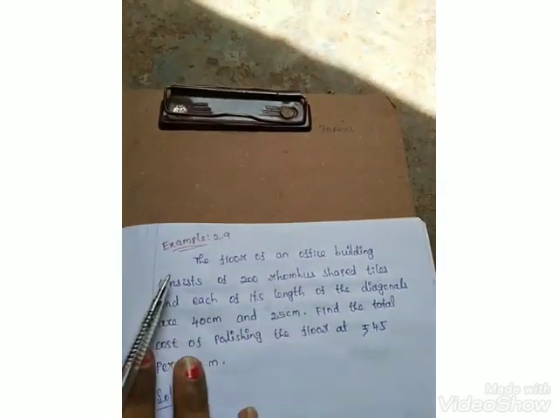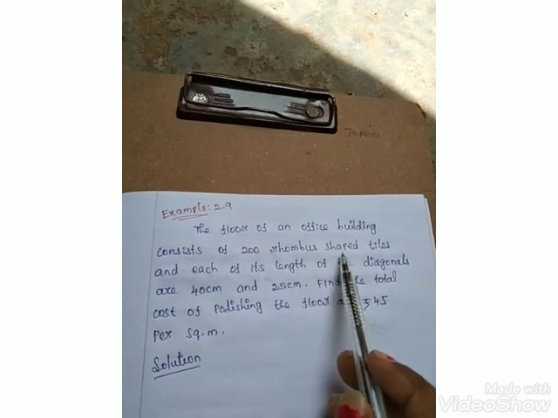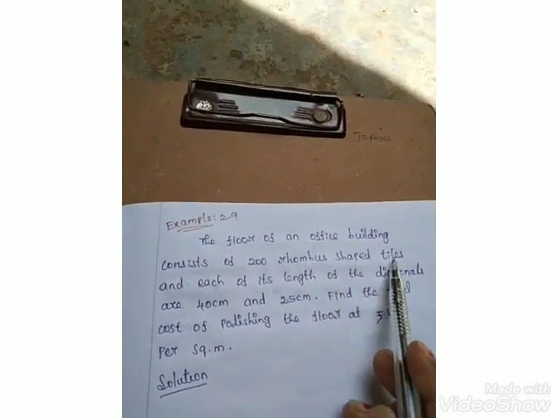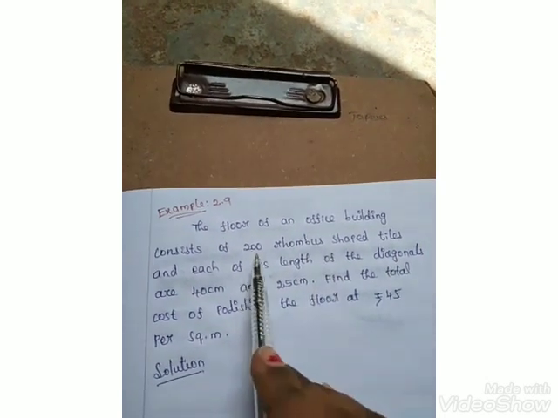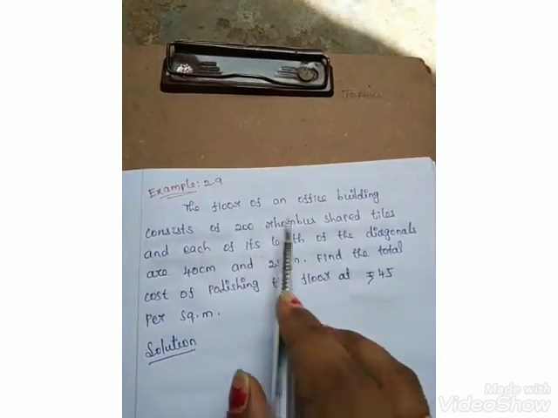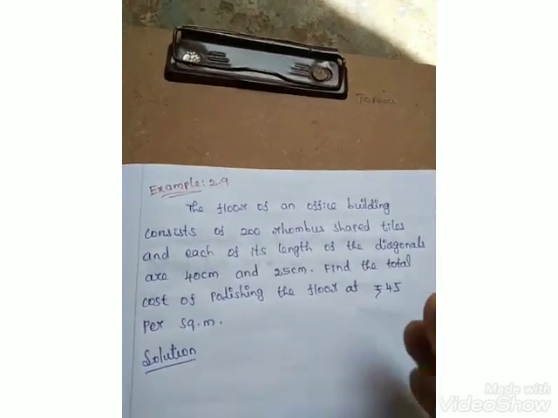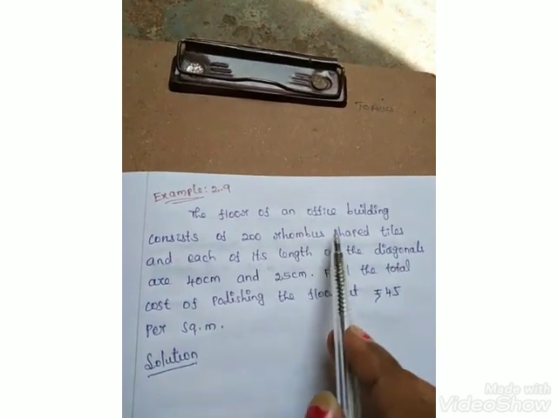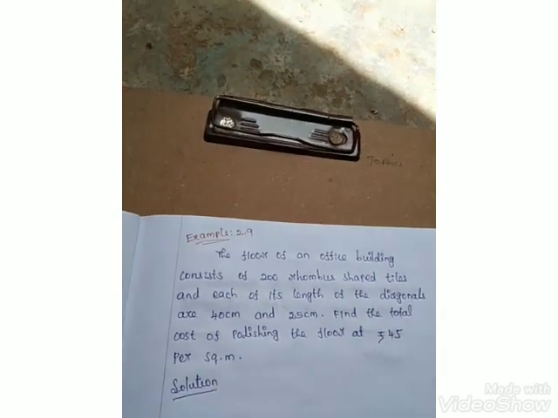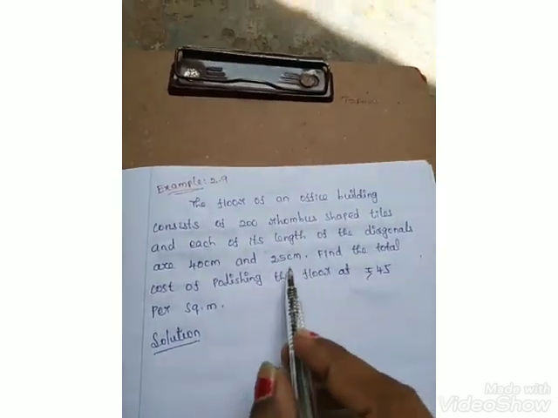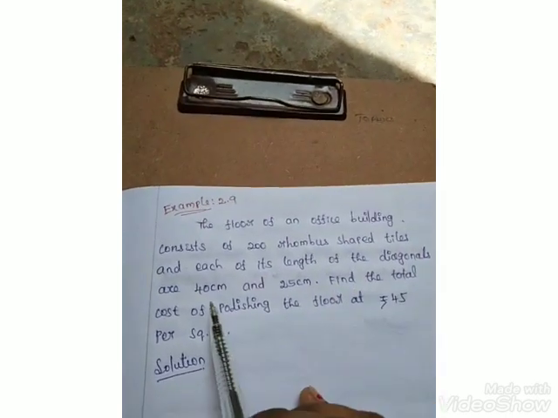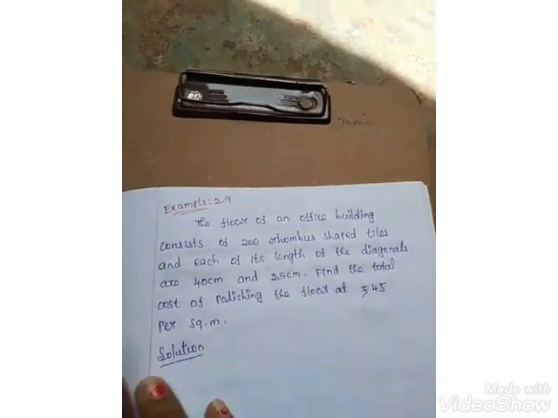The floor of an office building consists of 200 rhombus shaped tiles. அதாவது ஒரு ஆஃபீஸ் பில்டிங்கில் டைல்ஸ் வந்து ராம்பஸ் ஷேப்பில் இருக்குது. 200 டைல்ஸ் இருக்குது. And each of its length of the diagonals are 40 centimeter and 25 centimeter. ஒரு ராம்பஸ் ஷேப்டு டைல்ஸோடைய லென்த்து அண்டு பிரெத்து 40 சென்டிமீட்டர் அண்டு 25 சென்டிமீட்டர்.